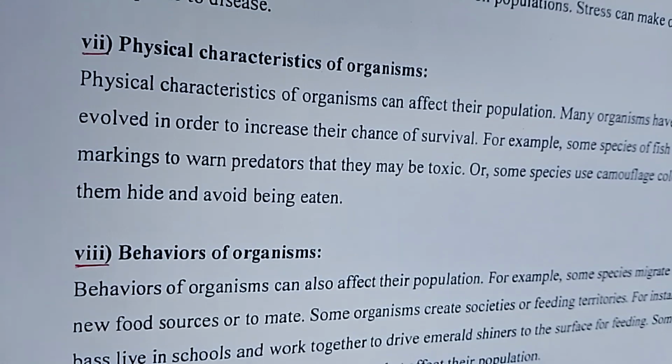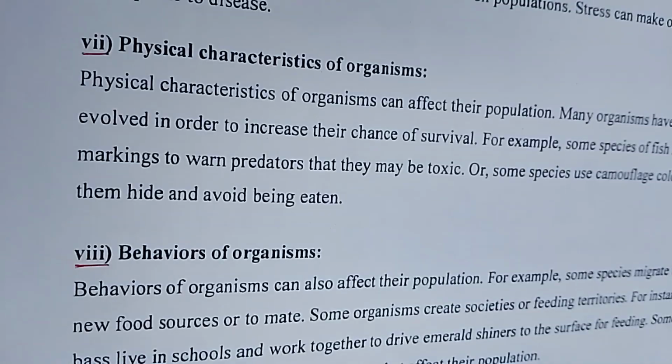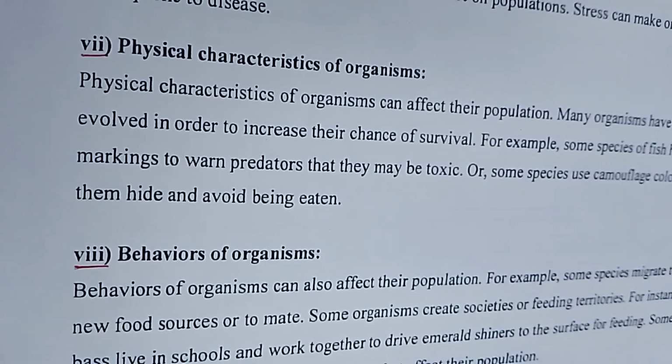Many organisms have adapted and evolved in order to increase their chance of survival. For example, some species of fish have colored markings to warn predators that they may be toxic, or some species use camouflage colors to help them hide and avoid being eaten.